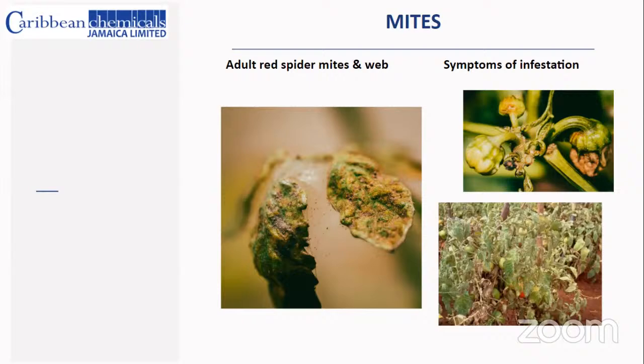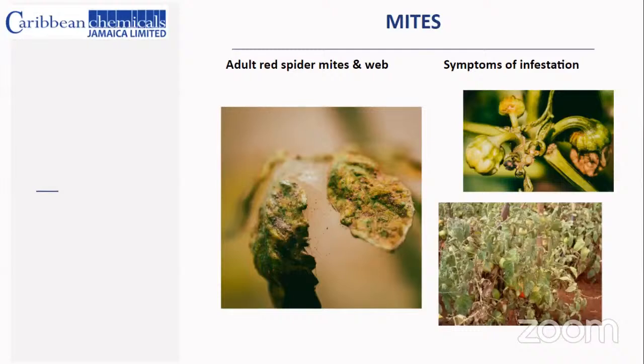Oftentimes, we do not see the mites themselves. We only see the damage that they have created. So equally important is being able to identify the signs of mite damage or the signs of mite presence in the field. And we don't want to wait till the field has been completely destroyed to say, oh, yeah, we actually have mites. No, we need to be able to make early detection. So in order for us to do that, we have to actually know how the healthy plant should look. And any deviation from that healthy look should be an indication that something is wrong.